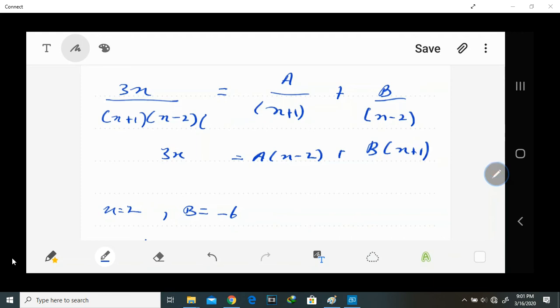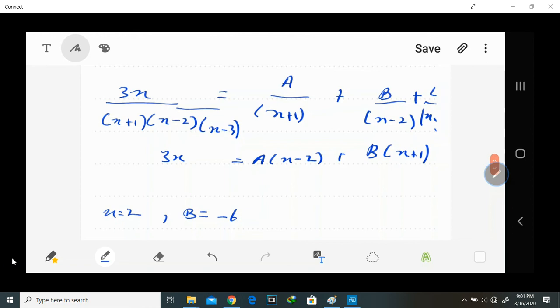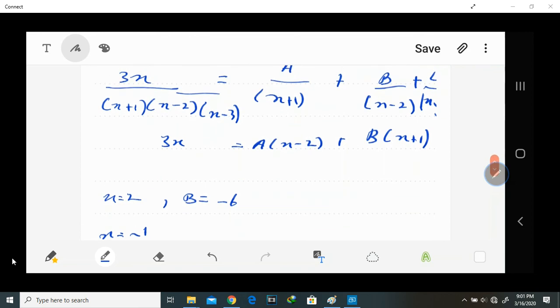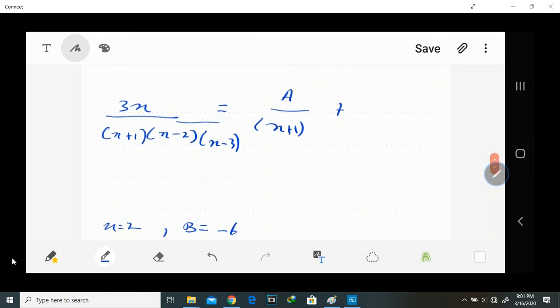Right here you have to have another factor, let's say x minus 3, otherwise it would be the same problem. So here you will have plus C over x minus 3. Just excuse me for a while, there's a mistake. Okay, you get B over x minus 2 plus C over x minus 3.